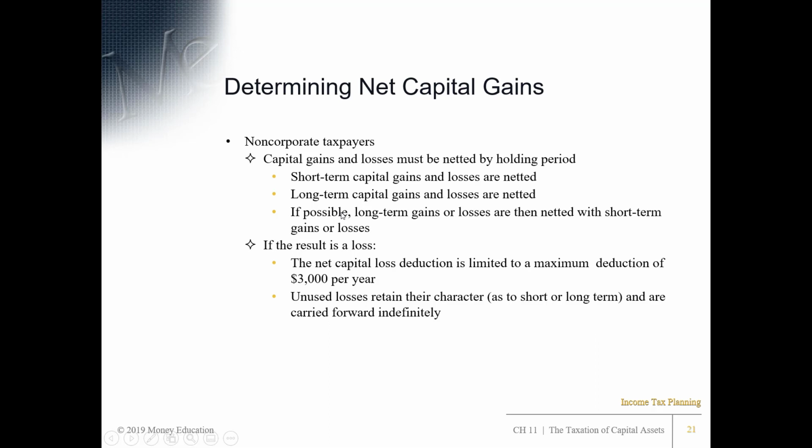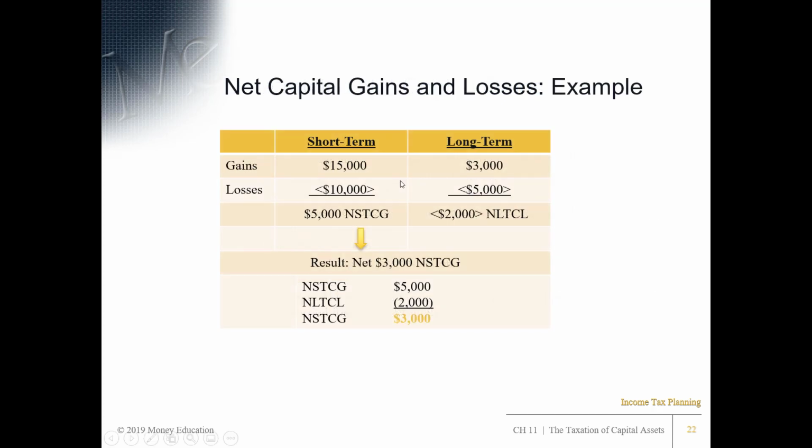Non-corporate taxpayers. Capital gains and losses must be netted by holding period. So the first thing we would do is net short-term capital gains and losses, then net long-term capital gains and losses. If possible, long-term capital gains and losses are then netted with short-term. So we first net short-term, then we net long-term, then we net short-term and long-term together, and if the result is a loss, then the net capital loss deduction is a maximum of $3,000 per year. Unused losses retain their character, either short-term or long-term, and are carried forward indefinitely.